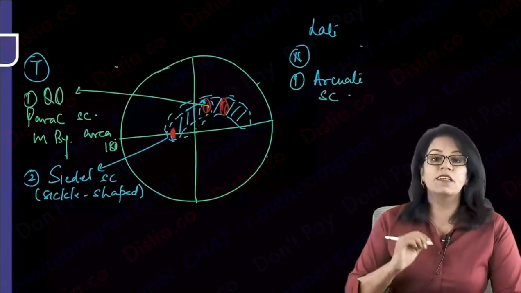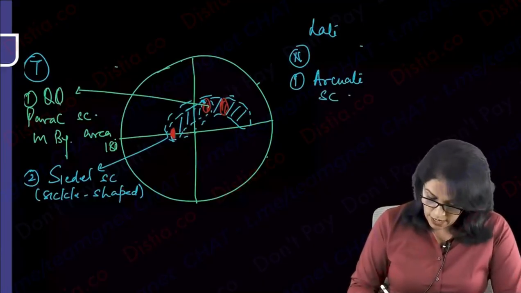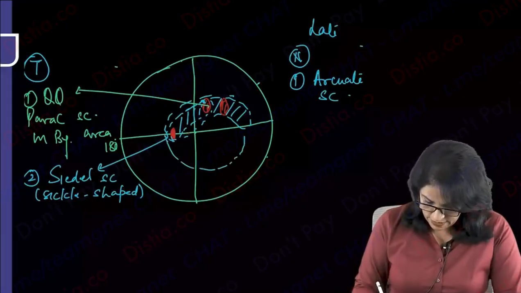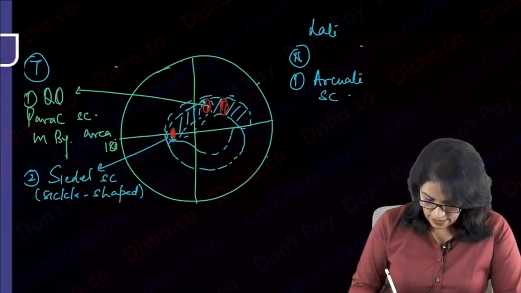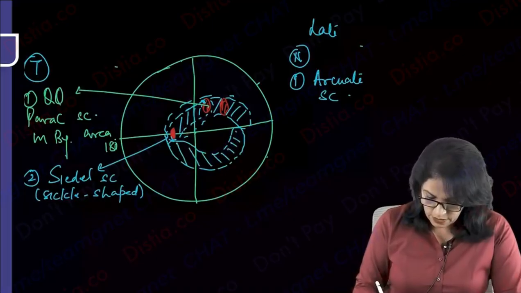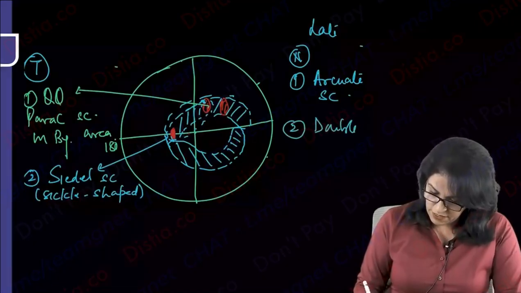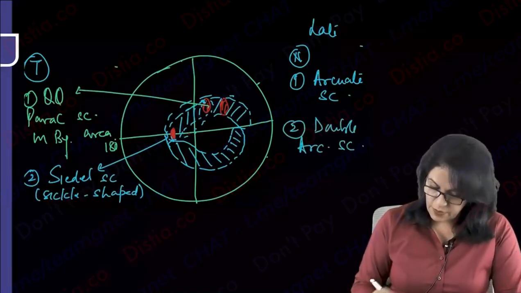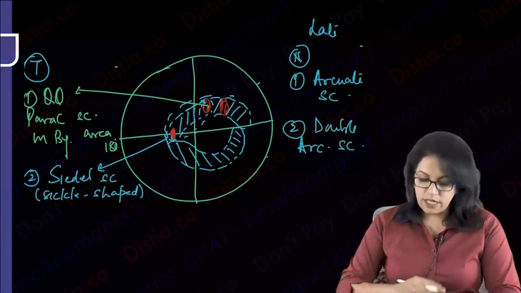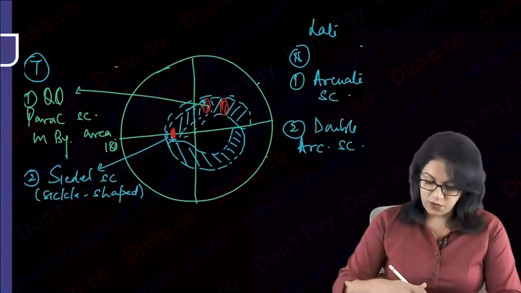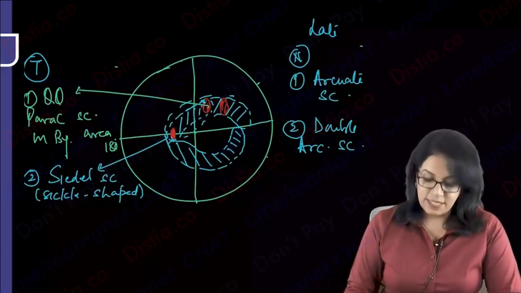When the inferior field is also involved, now what happens is something like this, right? And this is what is called double arcuate scotoma. When the inferior field is involved, it is double arcuate scotoma. So slowly the whole field can go according to whatever nerve damage is happening. It will extend to the whole of the field, right?